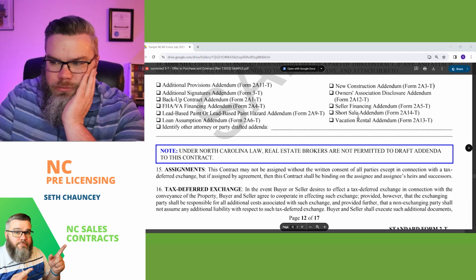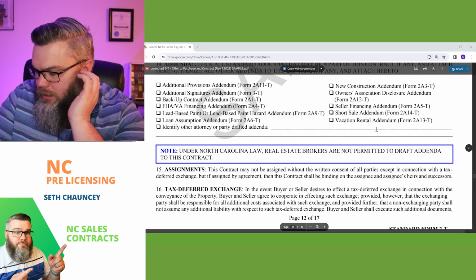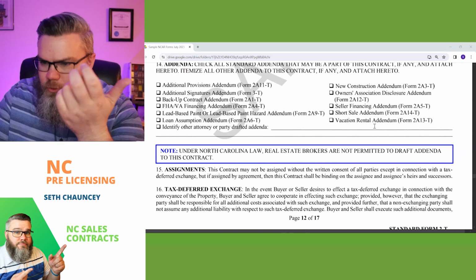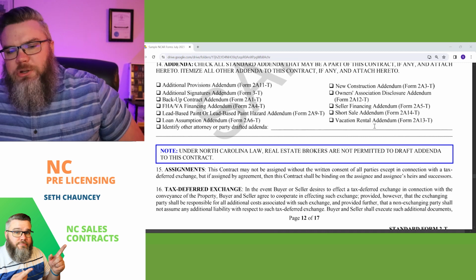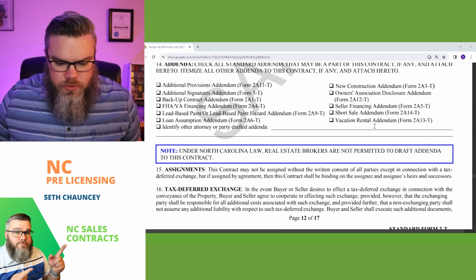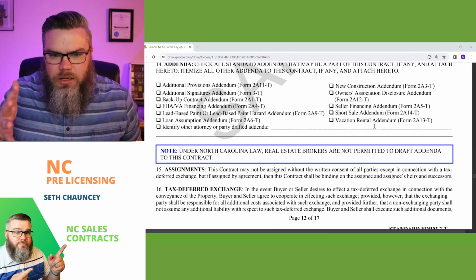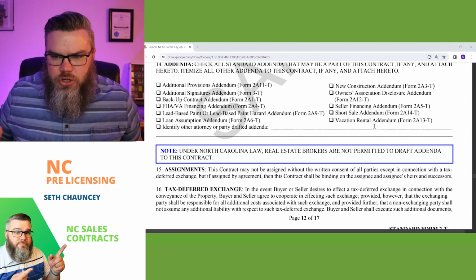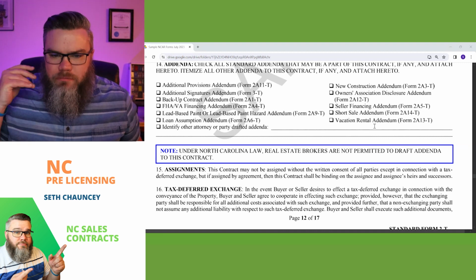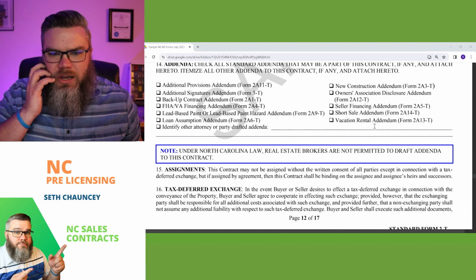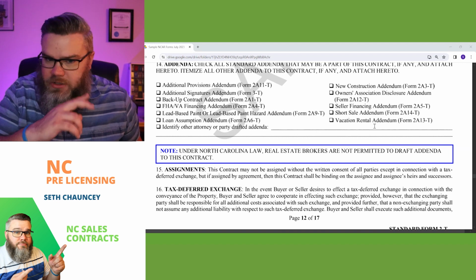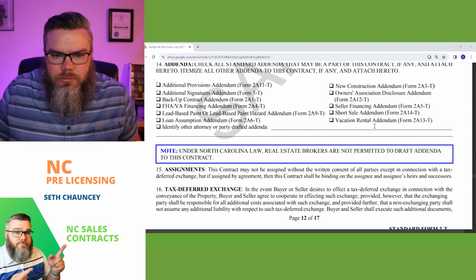Seller financing addendum, short sale addendum, vacation rental addendum. The vacation rental, we'll talk more about in the property management section, so I'm not going to go into any of those. I don't want you to hurt your heads on them. They're not going to be that testable. Just have a general understanding that these things exist. Most of them are overly self-explanatory. They're not going to test you on the specifics. Too much information. Not possible.